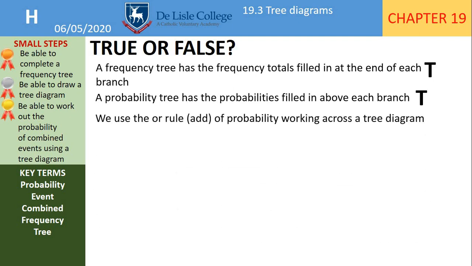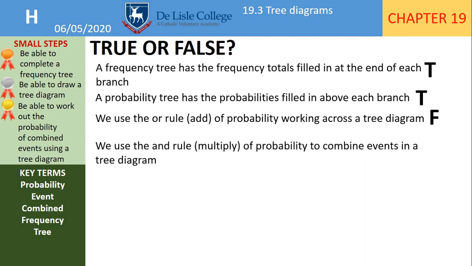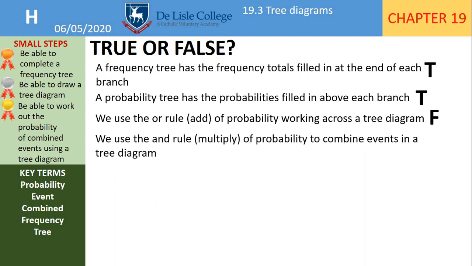We use the OR rule where we add the probabilities working across a tree diagram. No, this is false. Remember, when we're going across the tree diagram, we want this option and this option. So this means we multiply them going across the tree diagram. So we use the AND rule, so we multiply to combine events in a tree diagram. No, this is also false.